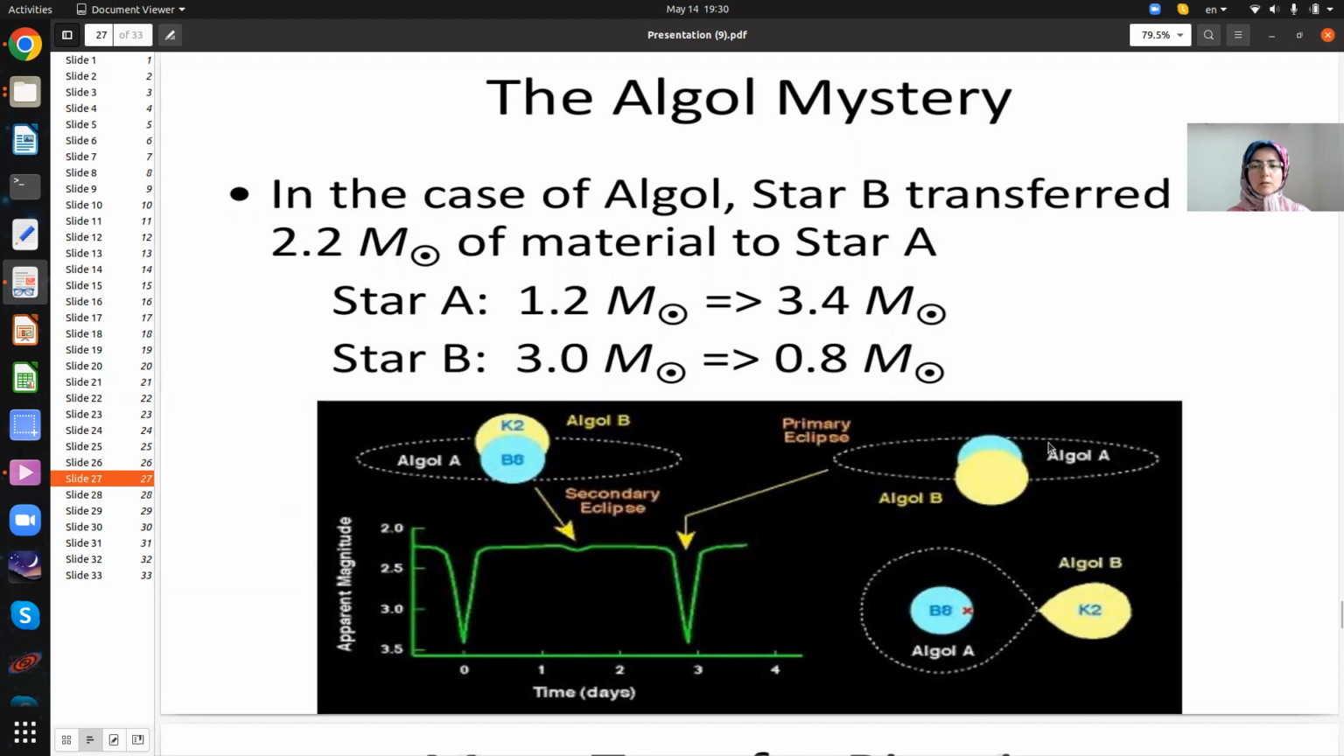And you see here the primary eclipse, Algol A and B, and then the secondary eclipse, Algol A and Algol B. And you see here Algol A, it was something like this, and then it became this, and then again for Algol B.